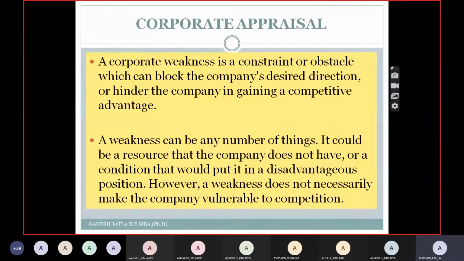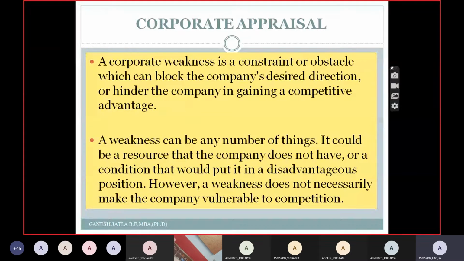So next, what is a corporate weakness? Generally, corporate weakness is what we call as a constraint or obstacle, which stops the firm generally to move further into the market. So generally, it blocks the company's desired direction or hinders or stops the company in gaining a competitive advantage. So every firm is having none of that less. It is having a weakness also sometimes. So because of this weakness, this particular firm cannot penetrate into the market properly or gain the competitive advantage in the market. So these particular weaknesses can be any number of things.